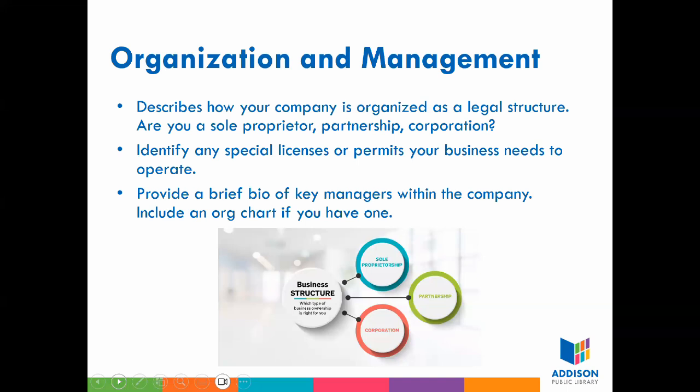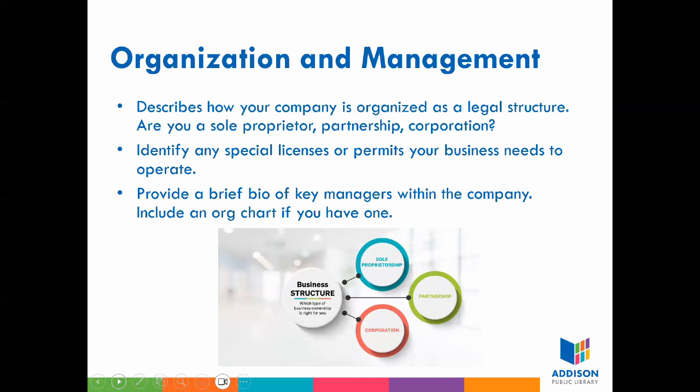And then also in the organization and management section, you're going to want to identify any special licenses or permits that your business needs to operate. This could be, for example, a medical office, or if you're a sole proprietor who is a therapist or a doctor starting their own practice, you're going to want to list any licenses that you have. So it would be your medical license, your certifications to practice, that kind of thing.